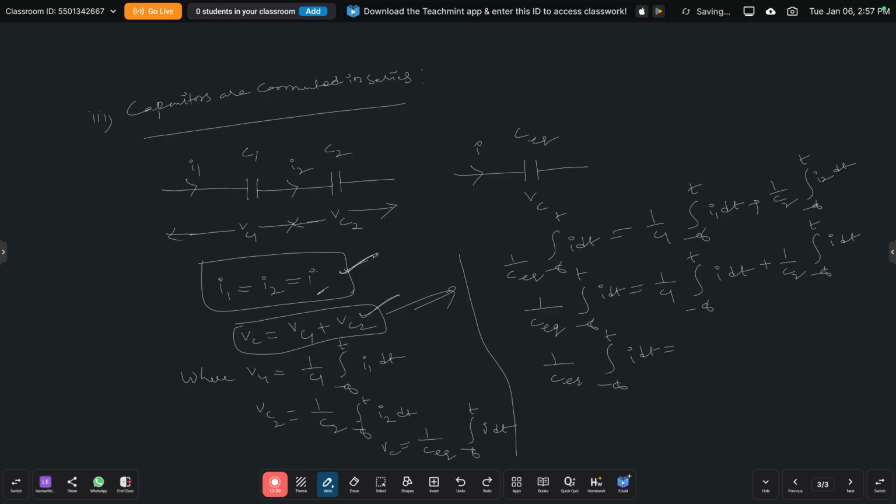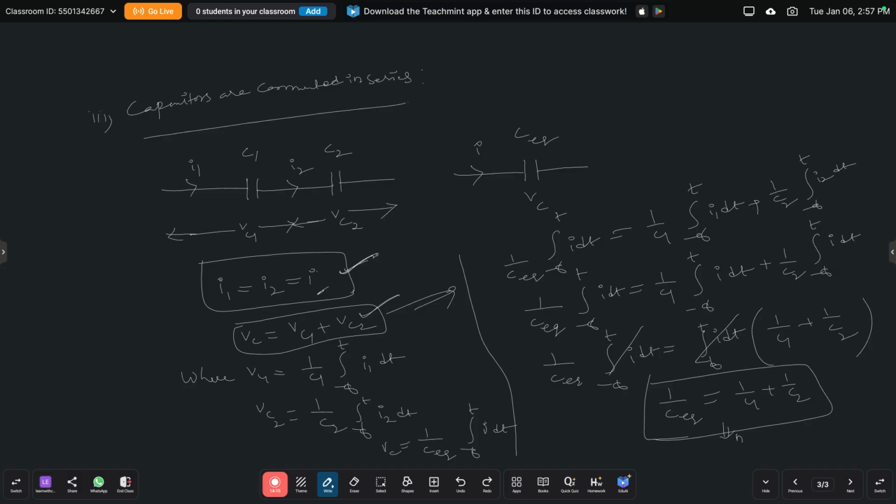So then the equation becomes 1 by C equivalent integration from minus infinity to t of I dt is equal to, from the RHS, what are we taking common? The integration from minus infinity to t of I dt is common. Then we get 1 by C1 plus 1 by C2. So this common value is cancelled. Then 1 by C equivalent is equal to 1 by C1 plus 1 by C2. So this is the formula to find the total capacitance, that is C equivalent, when two capacitors are connected in series: 1 by C equivalent equals 1 by C1 plus 1 by C2.